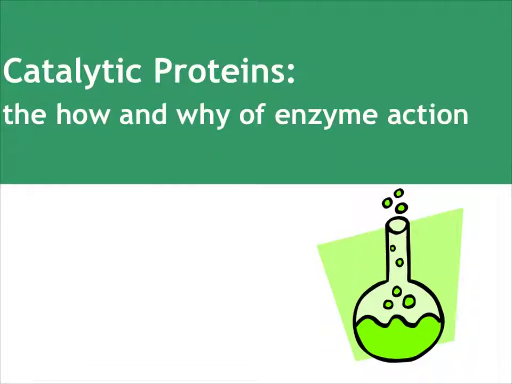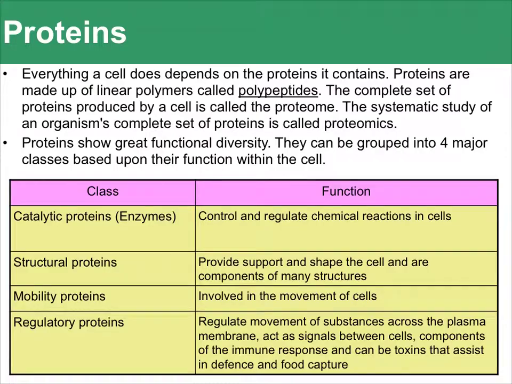We're looking at catalytic proteins, the how and why of enzyme action. Everything a cell does depends on the proteins it contains. Proteins are made up of linear polymers called polypeptides. Poly meaning many, peptides is a type of bond. The complete set of proteins produced by a cell is called the proteome. The systematic study of an organism's complete set of proteins is called proteomics.